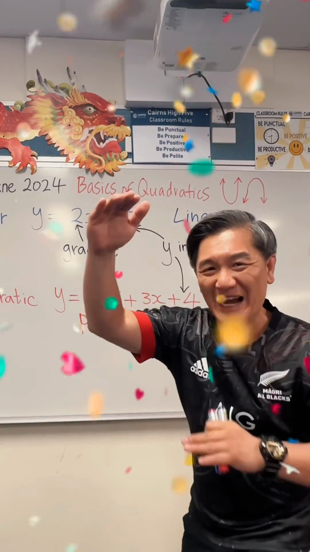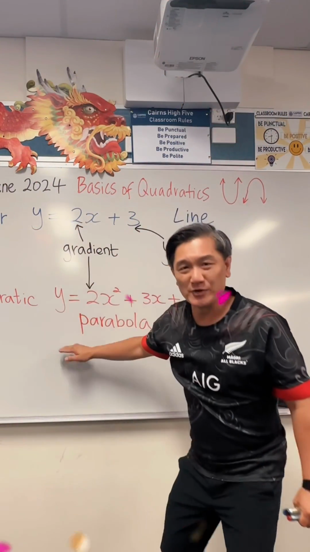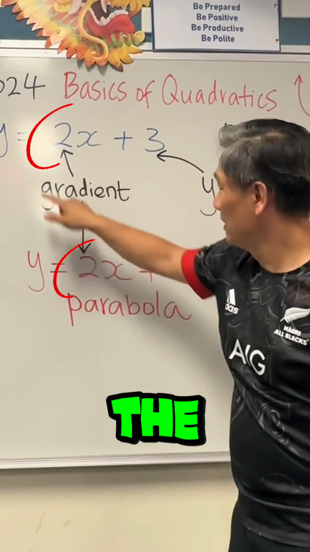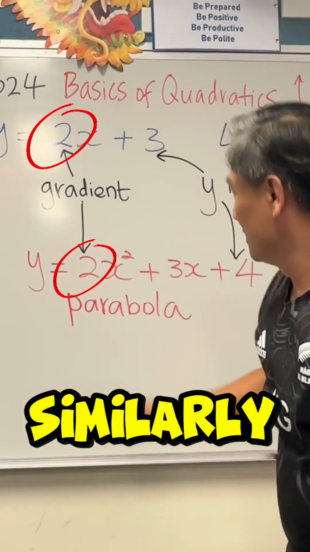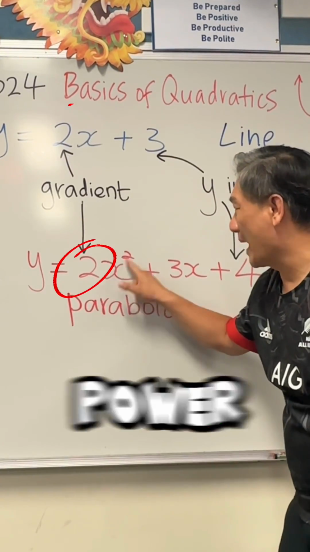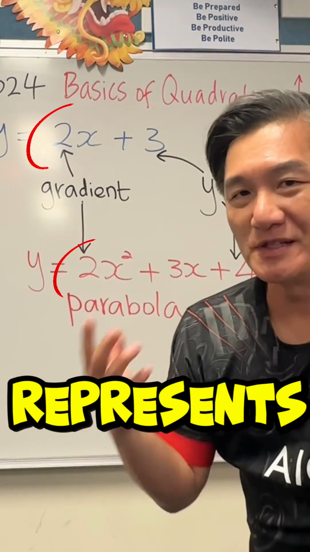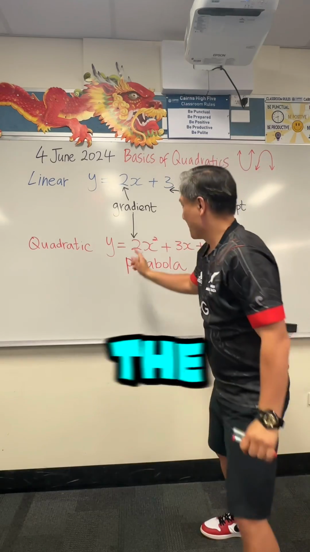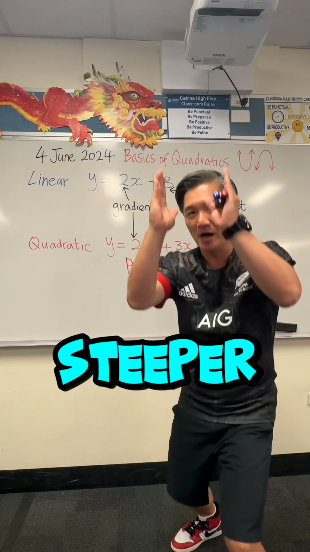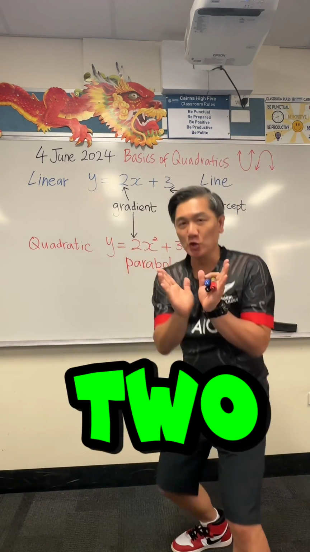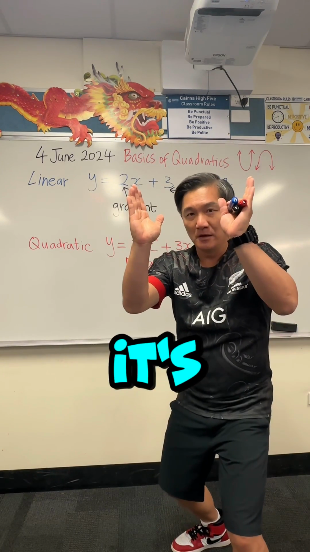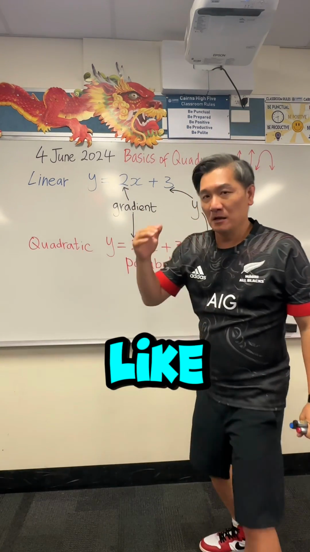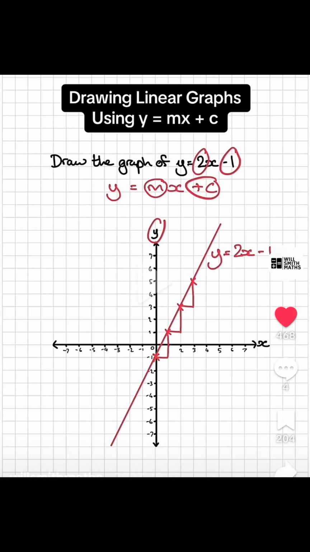Let's make the connection between linear and quadratic. The number in front of x is the gradient. Similarly, the number in front of x to the power 2 also represents the gradient of the parabola, okay? The bigger the number, steeper the parabola, right? If you look at 2, it might look like this. If it's half, you'll be more flatter, okay? Just like the linear equation.